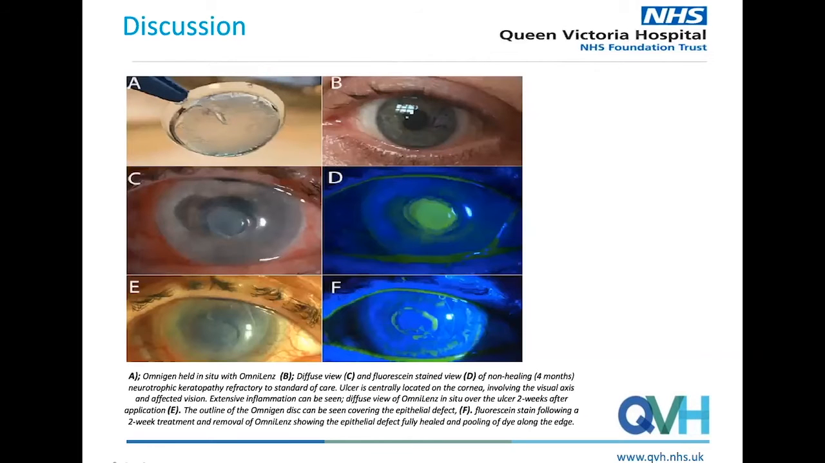This is just a case study showing how an OmniGen and OmniLens is applied on an eye with neurotrophic ulcer with rolled edges, as you can see, affecting the visual axis, and a complete healing being achieved at 2 weeks interval.